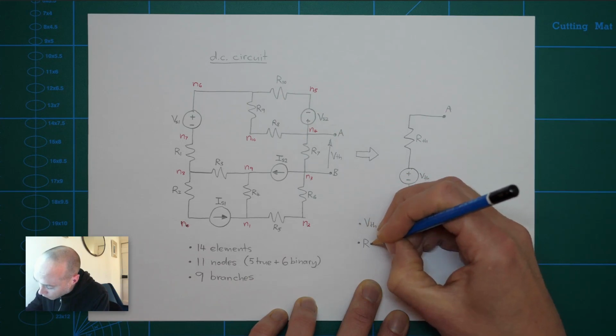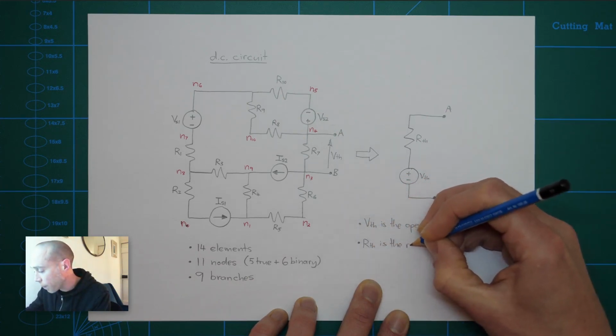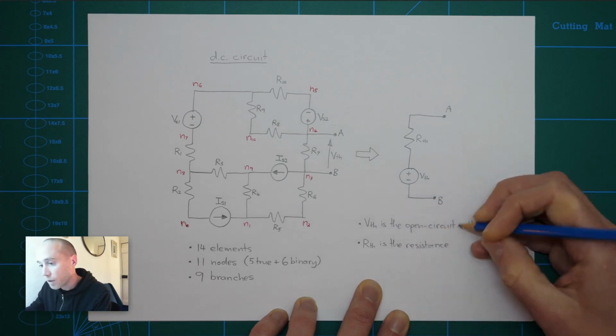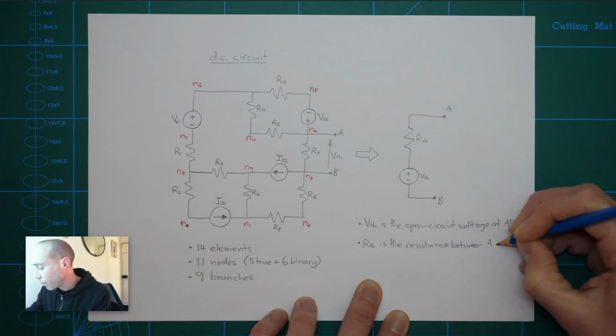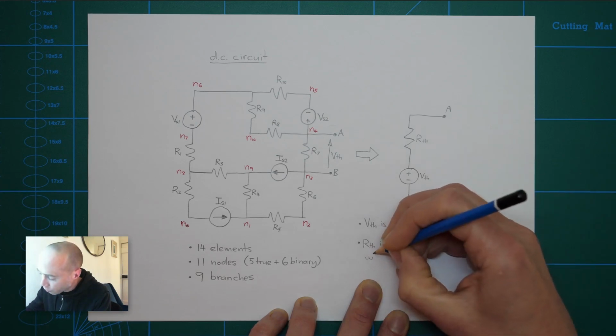RTH, the Thevenin resistance, is the resistance between A and B when all the sources are set to 0.